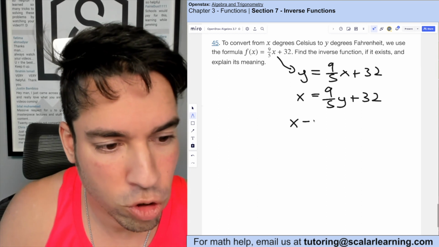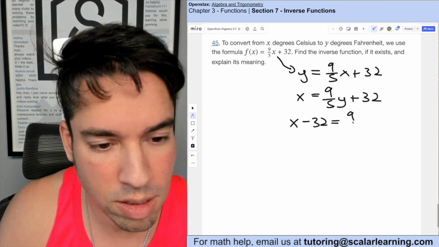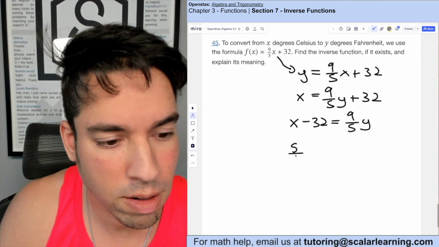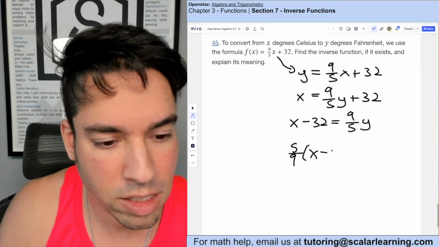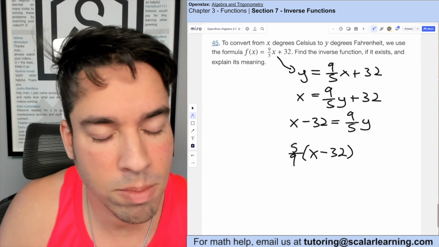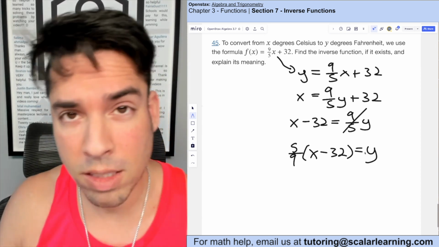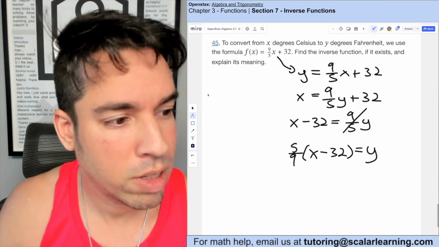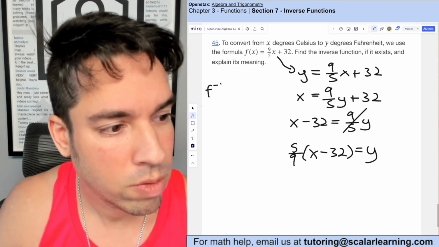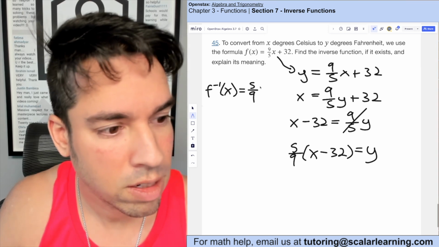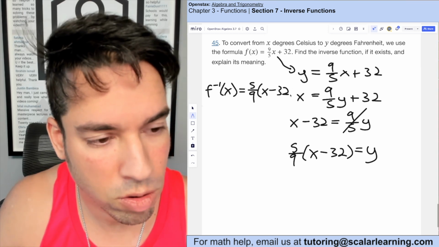So first, we're going to subtract 32 from both sides, like so. Then we're going to multiply both sides by 5/9. So we got 5/9 times x minus 32. 5/9 times 9/5 is going to cancel that out. So we've now effectively isolated y. Now to put it into correct function notation, we've got f inverse of x equals 5/9 times x minus 32.